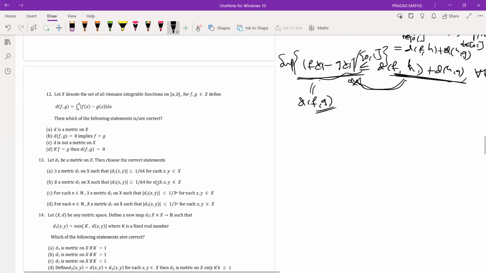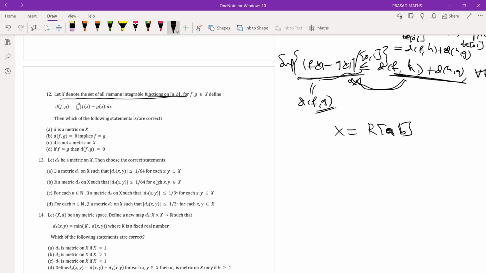Again, this is also an important question, right? See, what is your space? Look at your space first of all. Riemann integral functions. What is your space? The set of all Riemann integral functions over a bounded closed interval [a,b], right? Is it a metric?